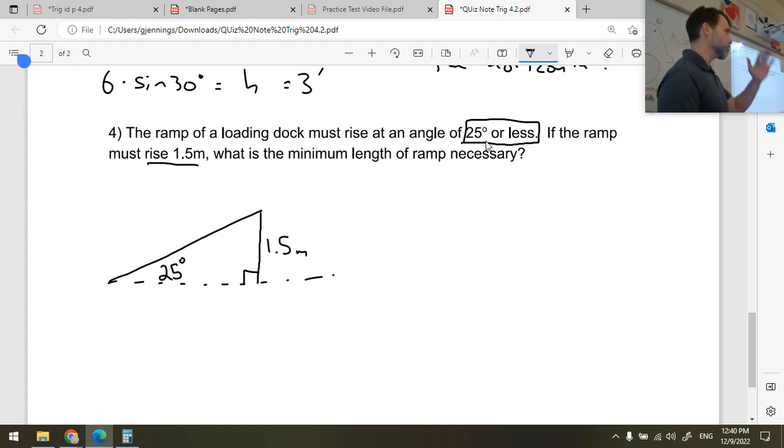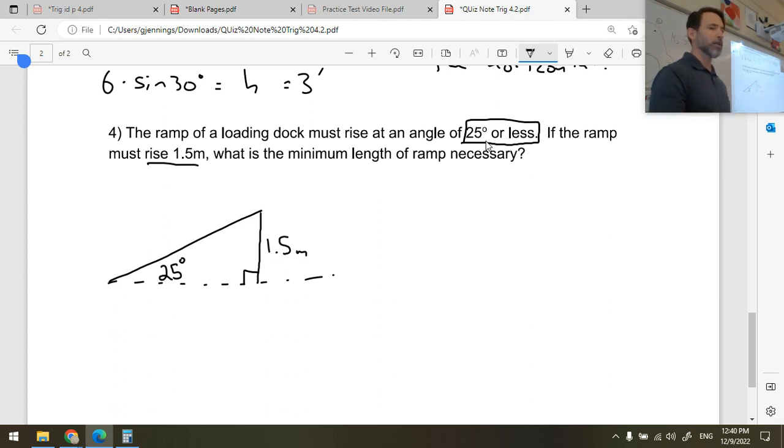And that we don't need a proof of this at this point. You just need to be able to visualize that that's true. As the angle gets steep, bigger and bigger, the ramp will get shorter and shorter. 90 degrees would be the shortest possible ramp. It would be 1.5 meters long, and it would be the wall. And that would not be a ramp. The angle was too big.